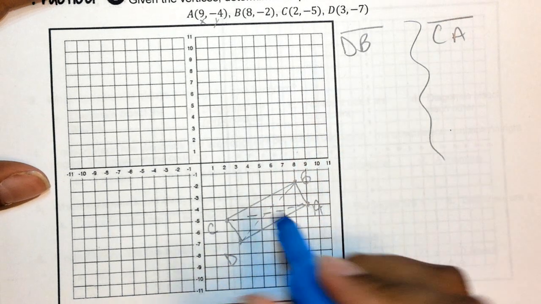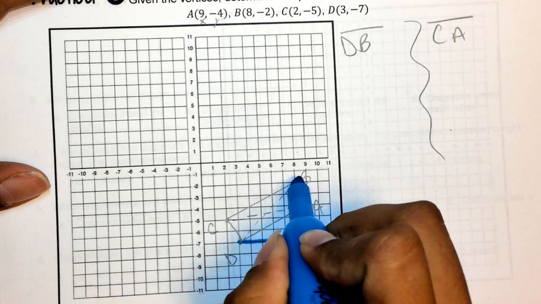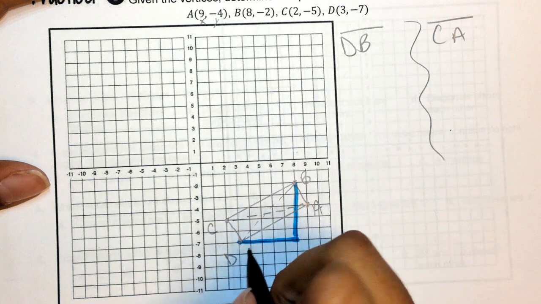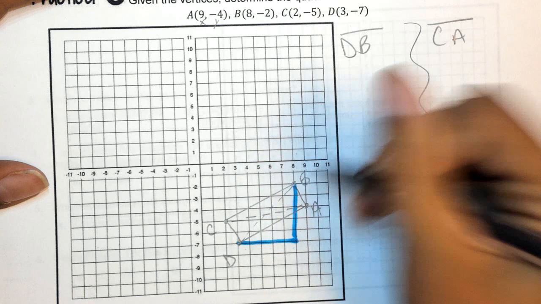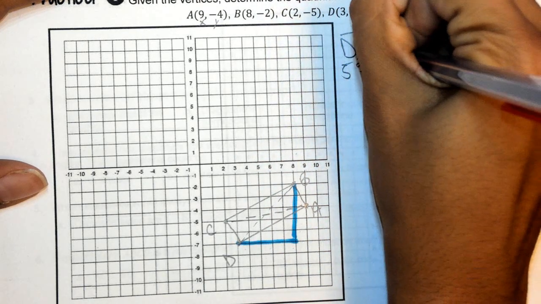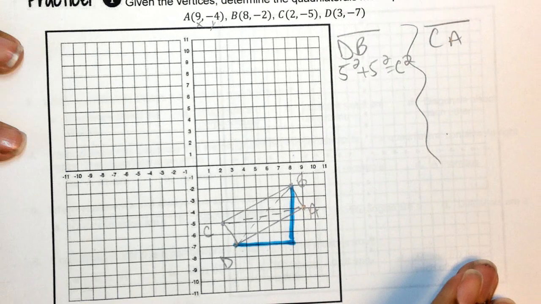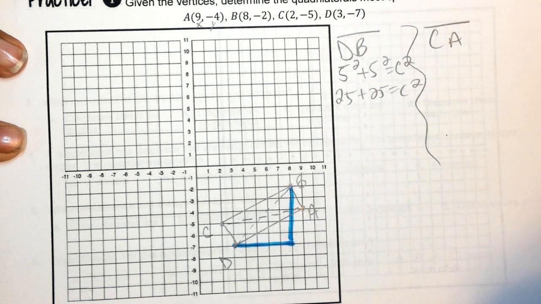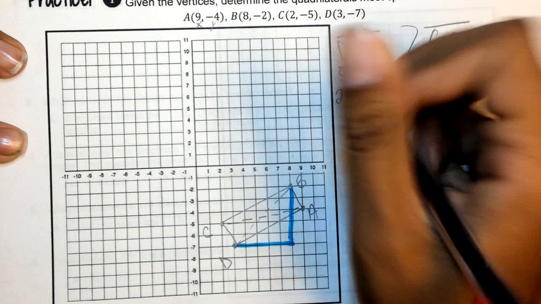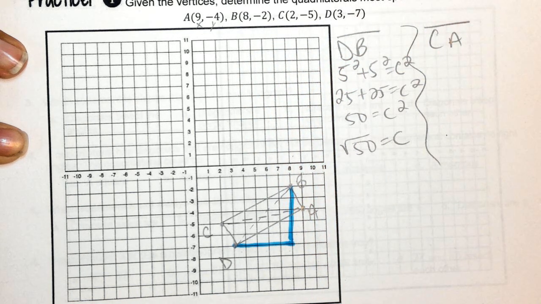For D to B, I'm just going to go over and up. So here we got 1, 2, 3, 4, 5, and then going up, we got 1, 2, 3, 4, 5 again. So 5 squared plus 5 squared equals C squared. We got 25 plus 25 equals C squared, 50 equals C squared. How do you get rid of that squared? You're going to square root it and you get C. Since all I care is if they are congruent, I do not need to get the decimal, so I'm just going to leave it like that.